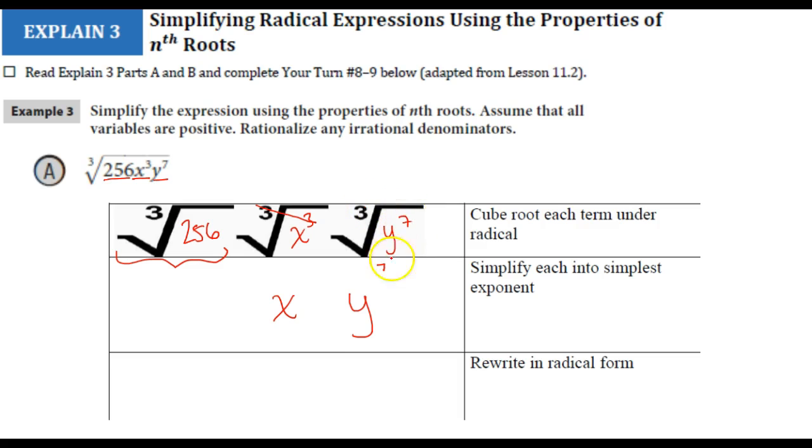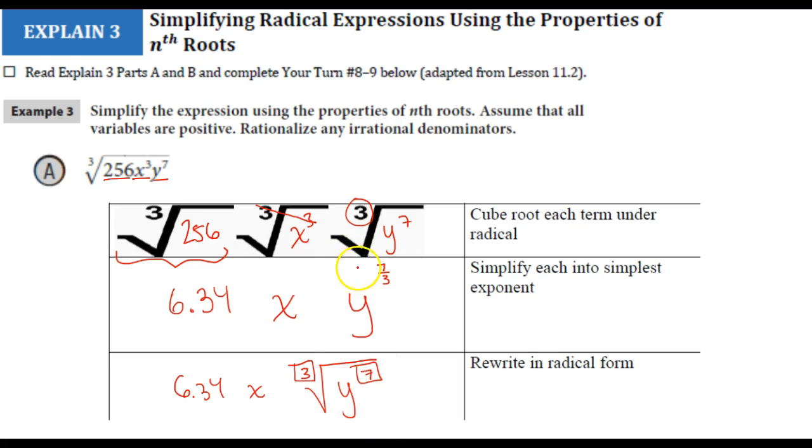y7 on top, the outside number 3 on the bottom. And if you haven't calculated this out, go ahead and do so now. And that would be about 6.34 roughly. And then the last step, it does say to rewrite in radical form. So here that would be 6.34 times x, and then we can rewrite this as a radical. So here the bottom of our fraction, the denominator, would go on the outside. This would go on the inside.